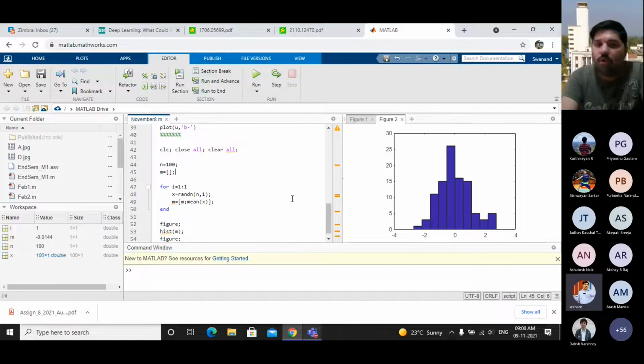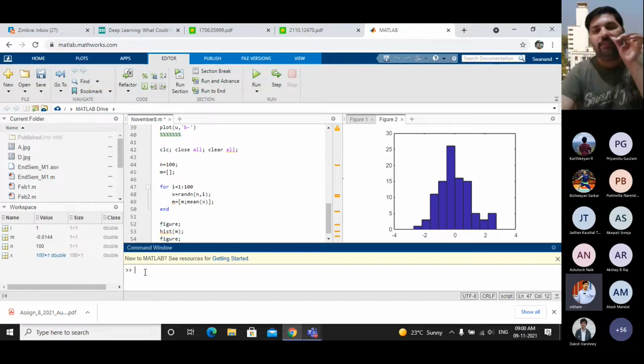Yes, sir. Okay, so now what I'm doing is that I'm going to draw, so i equal to 1, I draw one sample. I'm going to draw 100 samples of size n. And what am I doing? I'm going to find the mean of each sample and store that mean, so I will have 100 means for 100 samples.